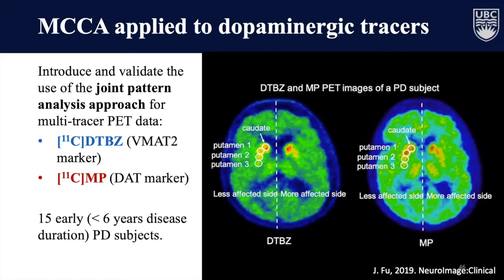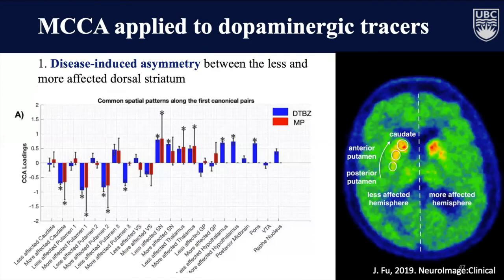And we applied it to 15 early Parkinson's patients. Early is defined as less than 6 years of disease duration. So the first MCC component reflects the most common information among the two tracers.